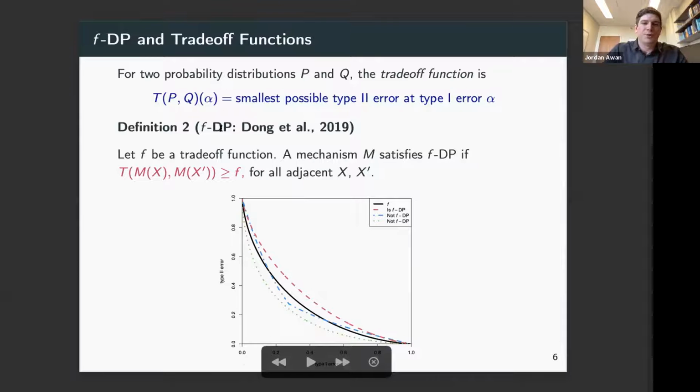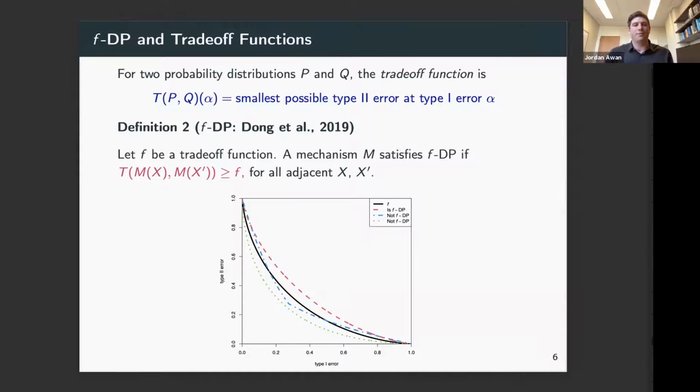This concept is proposed by Dong, Roth, and Su in an excellent paper called Gaussian Differential Privacy. They think about what are all the possible lower bounds that make sense. Intuitively, it should be one of these so-called trade-off functions, which is a plot of type 1 versus type 2 error, also known as an ROC curve. And so f-differential privacy says that the mechanism, when we apply it to X or X prime, the trade-off function should be lower bounded by f.